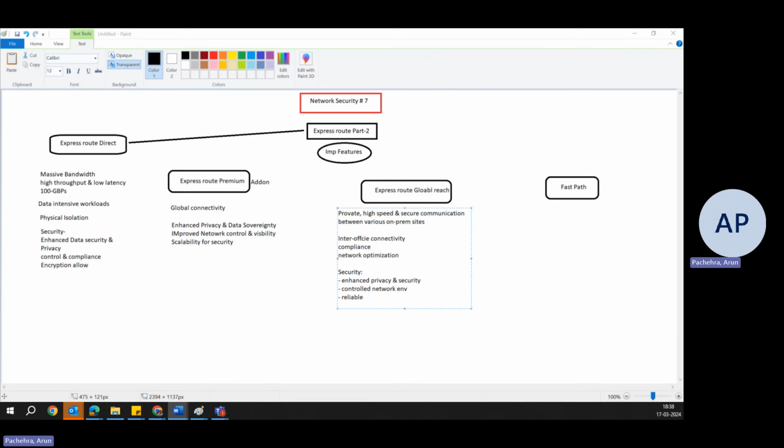So let's conclude this with a small scenario. Let's consider a multinational corporation with research and development centers, like R&D in the US, and manufacturing facilities in Germany. Both locations are connected to Azure through ExpressRoute for accessing cloud services. The company leverages what? Global Reach to directly connect the US and Germany sites, enabling secure, fast, and reliable sharing of large files and manufacturing data.